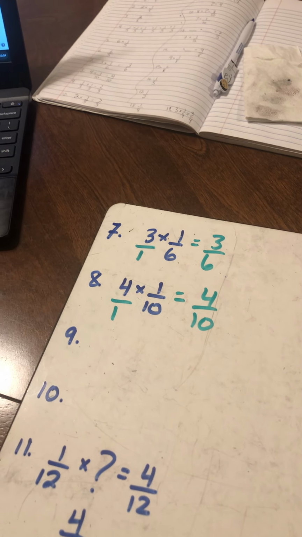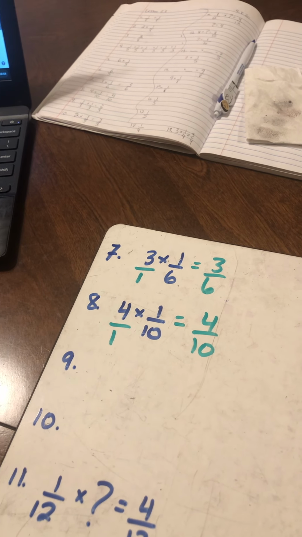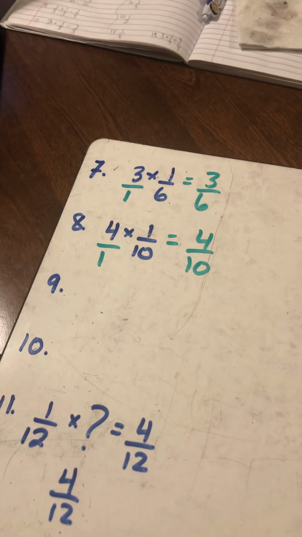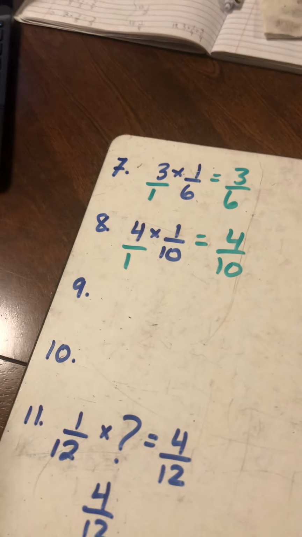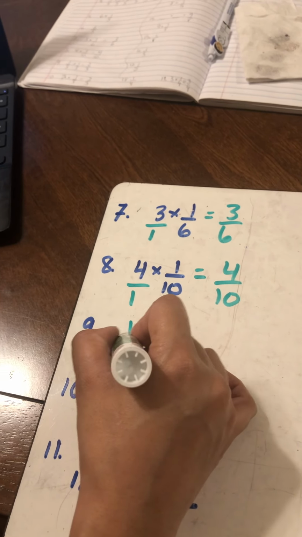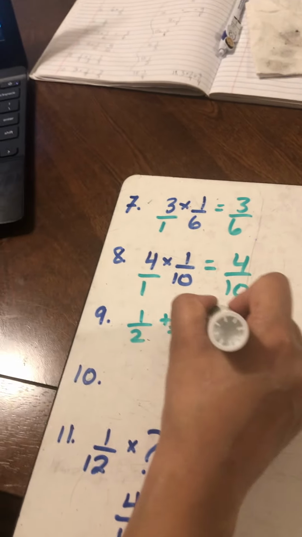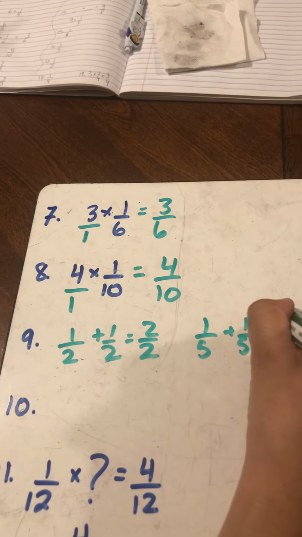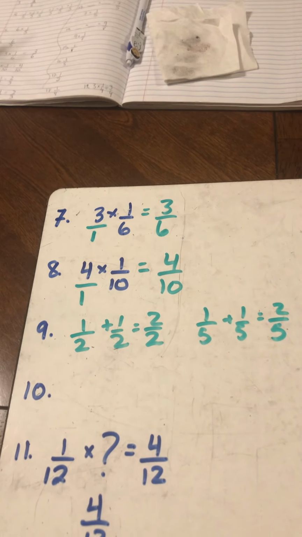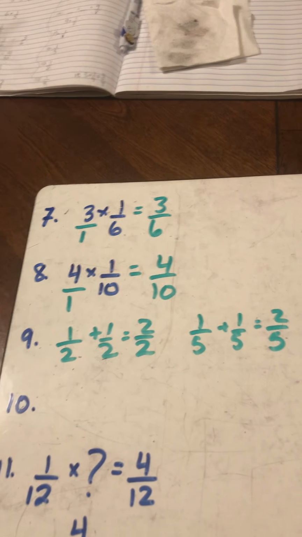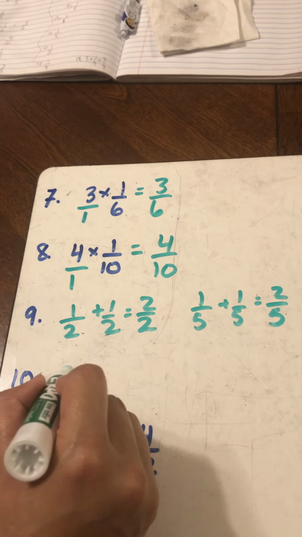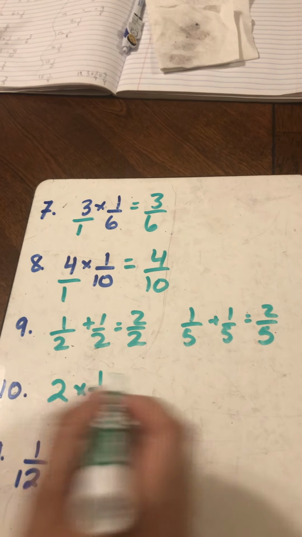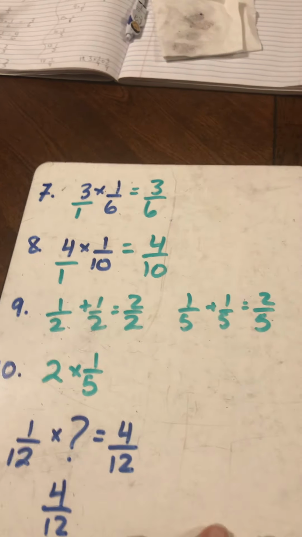Number 9, write an addition equation using a unit fraction. So you can make up any unit fraction. And remember, a unit fraction is a fraction with a 1 in the numerator. So you could have written anything simple. It could have been 1/2 plus 1/2 equals 2/2. It could have been like 1/5 plus 1/5 equals 2/5. And for number 10, you had to write a multiplication equation using a unit fraction. So it could have been 2 times 1/5 to keep it the same as the last problem.